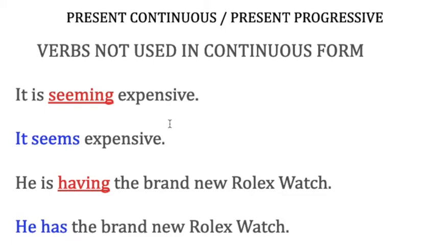Okay, there are some verbs which cannot be used, or which we do not use in continuous form. Say for example, it is seeming expensive. You looked at a watch, maybe some Rolex, and say it's seeming expensive. No, we do not use the form seeming in the continuous form. Rather we say it seems expensive. He is having the brand new Rolex watch. So he is having. No, we ignore this. We do not use the continuous form of have. So in this case it will be, he has the brand new Rolex watch.